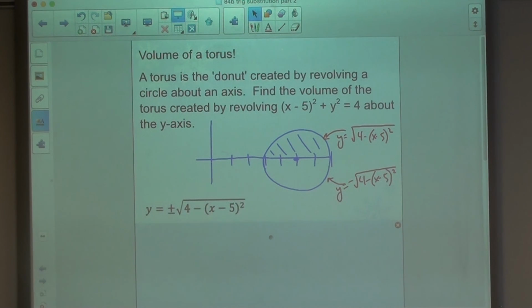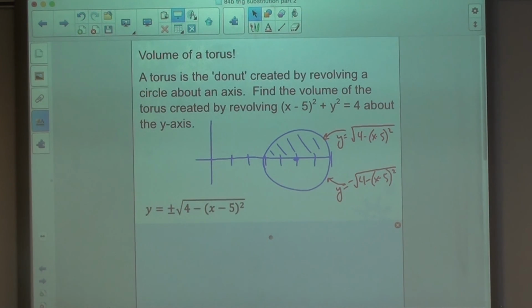Times 4 pi. And the height is the square root of 4 minus the quantity x minus 5 squared. Exactly, it's just your y. What has to go in front of every shell method? 2 pi. Very good. Although, for this one, shouldn't it be 4 pi because we're multiplying by 2? You are exactly right. Way to go, Ryan.